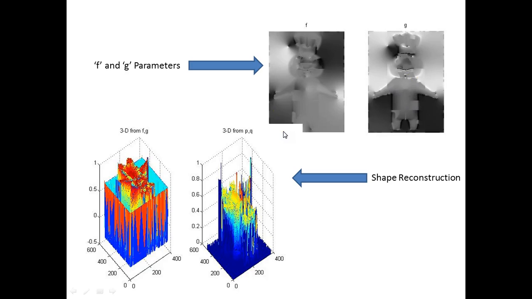Now, from the information obtained from the P and Q parameters and F and G parameters, the three-dimensional reconstruction is done. This is the three-dimensional reconstruction of the shape from the F and G parameters information, and this is the three-dimensional shape reconstruction done from the information obtained from the P and Q parameters.